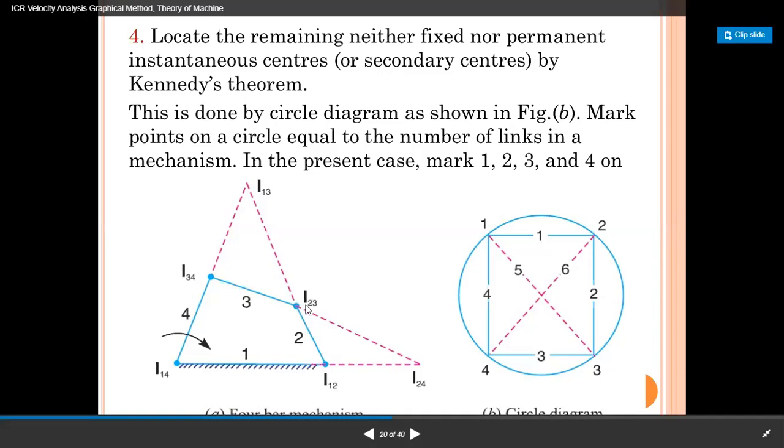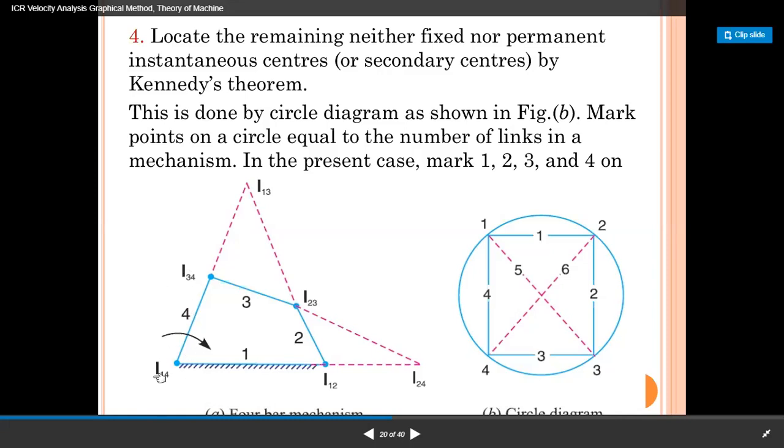Here I23 and here I12. So the common point is 2. If we remove the common point 2, then the remaining is I1 and I3, so I13. Right? Same thing is here.